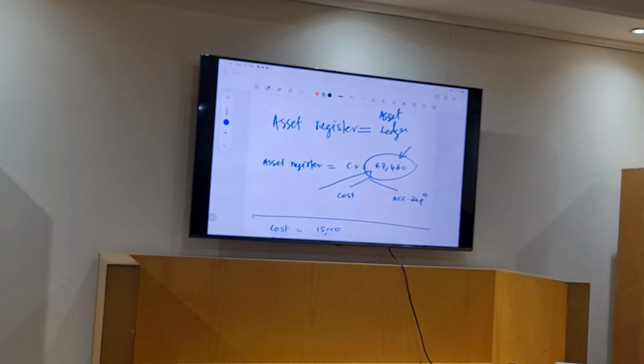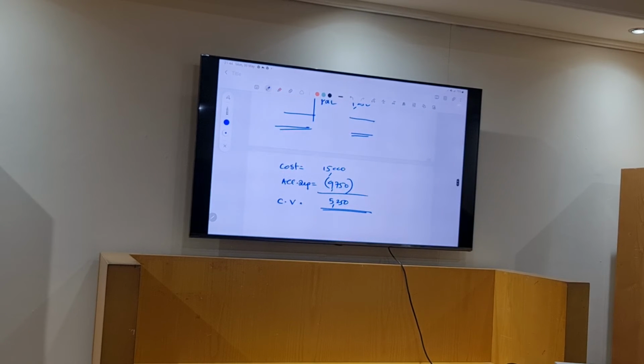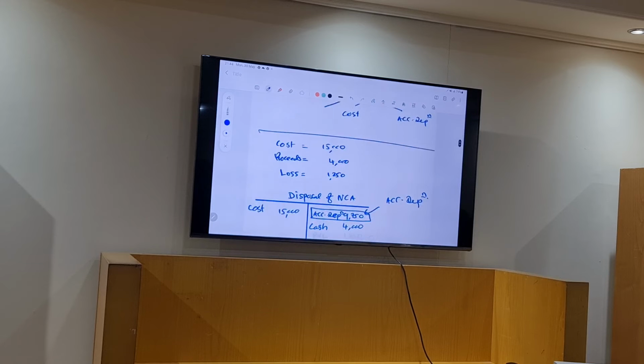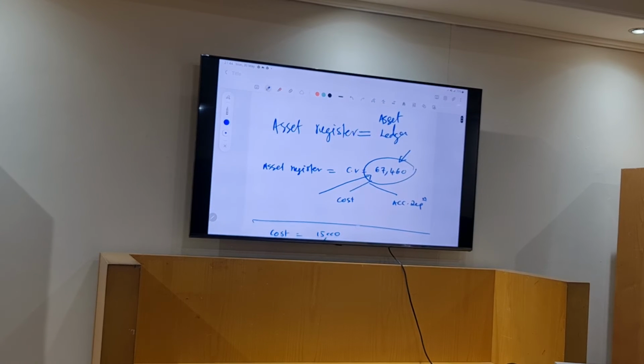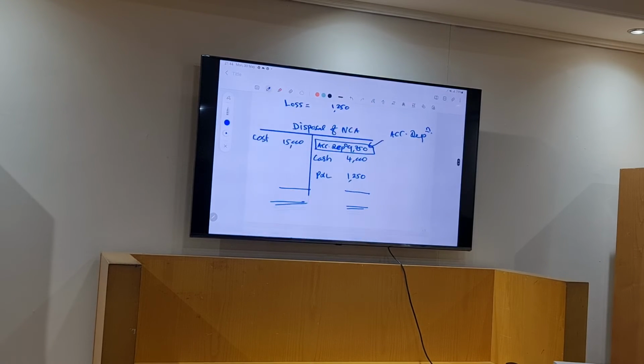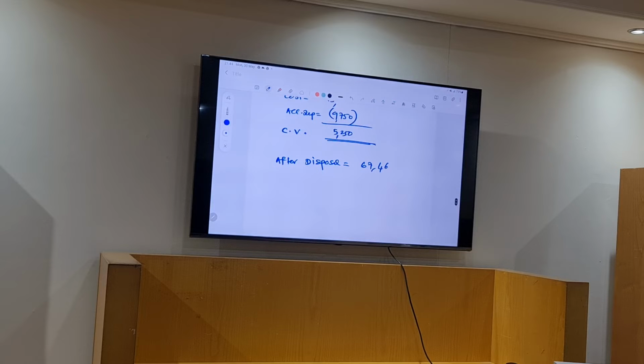Before we sold the asset, my carrying value was 67,460. Now how much asset did we dispose? 5,250. So after disposal, 67,460 minus 5,250 gives 62,210.